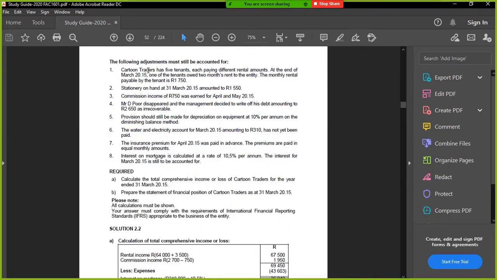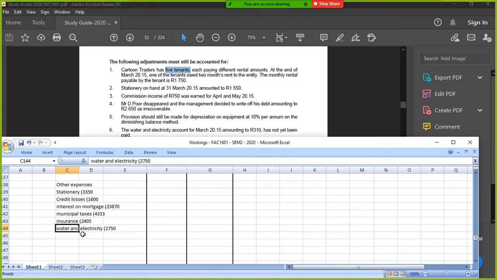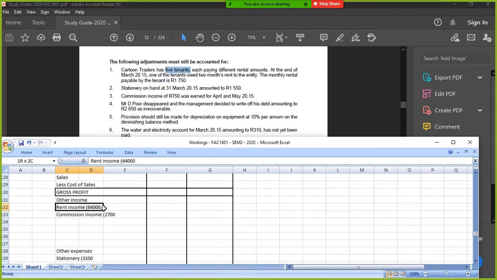Number 1, Cartoon Traders has 5 tenants, each paying different rental amounts. At the end of March, one of the tenants owed 2 months' rent to the entity. The monthly rental payable by the tenant is, yes, perfect. If the tenant is the one paying, the tenant is going to obviously pay you. You're going to receive income. So rent income, where is it? Here. There's my rent income. Your working says you should credit the rent income because it's understated, 100% correct. Very good.